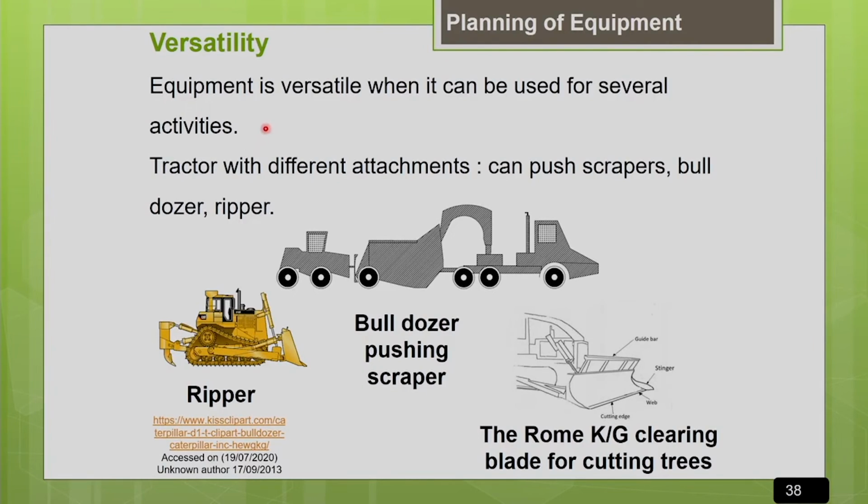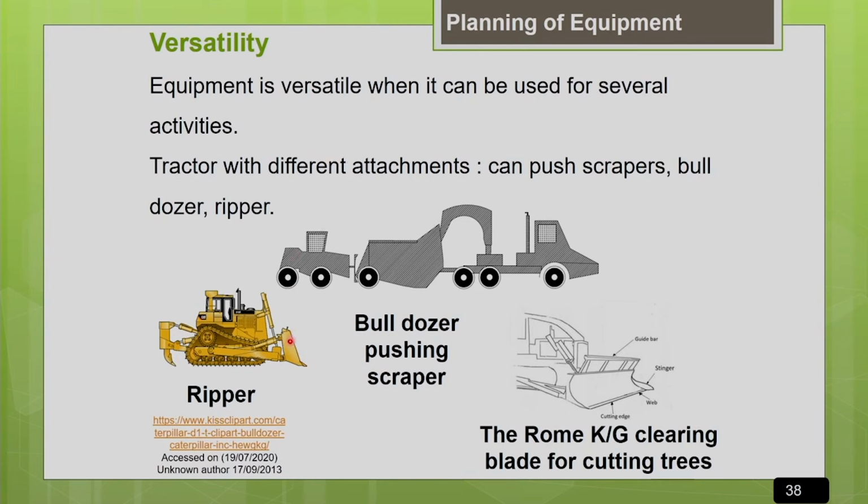Nowadays people prefer to go for versatile machines. Versatile machines in the sense, the equipment is called a versatile machine when it can be used for several activities in the same project site. So then we call it a versatile machine. The best example is the tractor. Just by changing the attachments, you can use it for different applications.